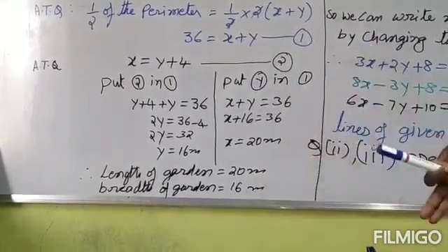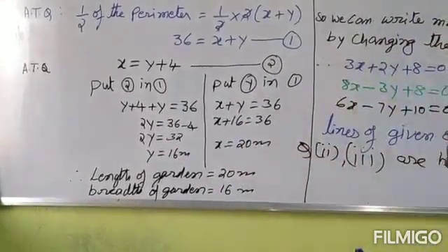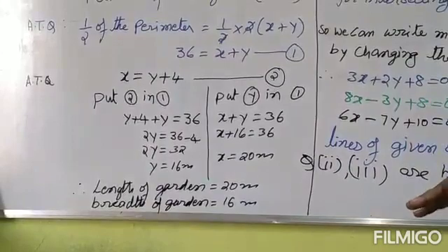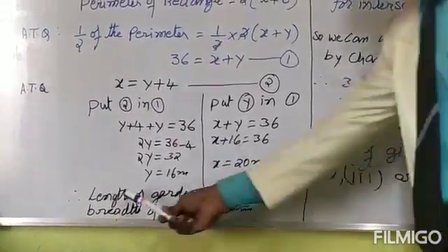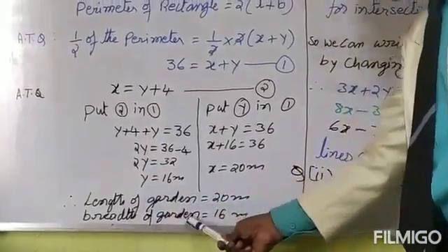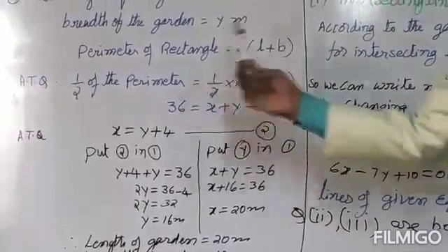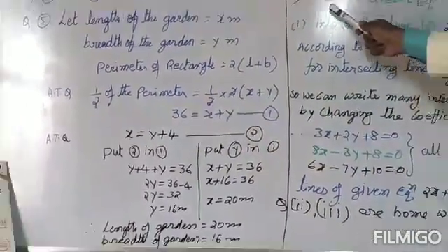So now we have found the value of y equals 16 meter, x equals 20 meter. We are going to find the measurements of the length and breadth only. That is, length of the garden equals 20 meter and breadth of the garden equals 16 meter. This is the solution of question number 5. Then we are going to question number 6 here.